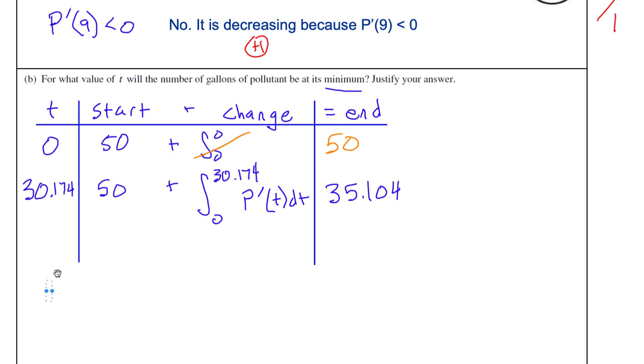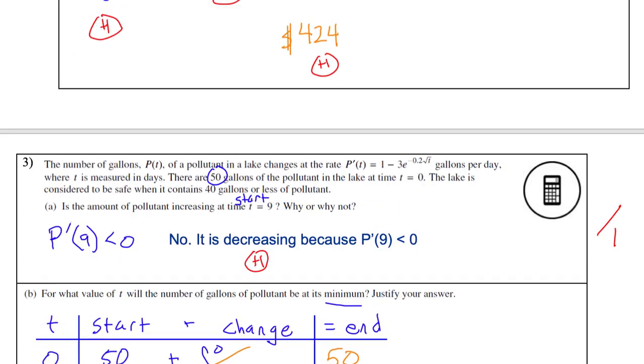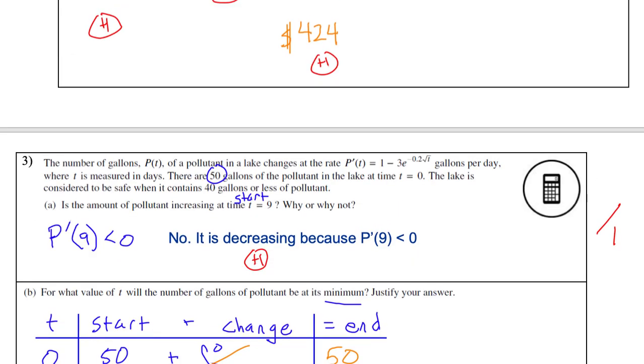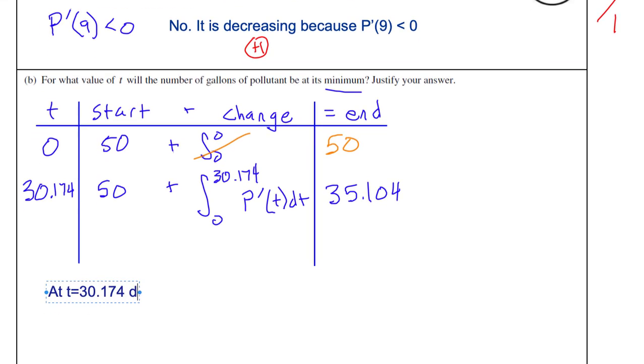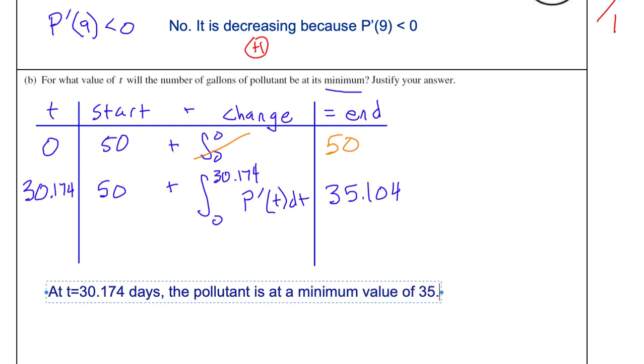All right, so at t equal to 30.174, is it minutes, hours, what are we in here? Days. At 30.174 days, the pollutant is at a minimum value of 35.104 gallons. Done. And done.